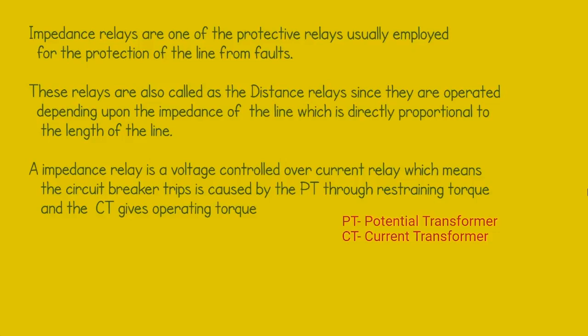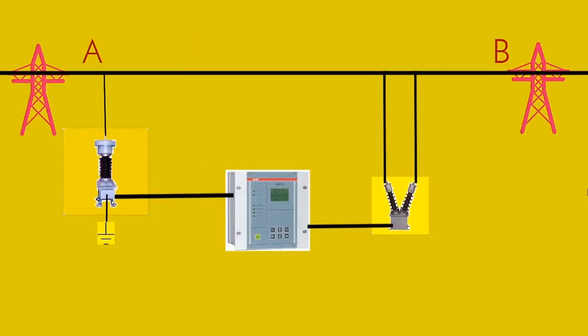An impedance relay is a voltage controlled overcurrent relay, which means the circuit breaker trip is caused by the PT through restraining torque and the CT gives operating torque. Now see, there is a line which is connected to a PT and a CT.